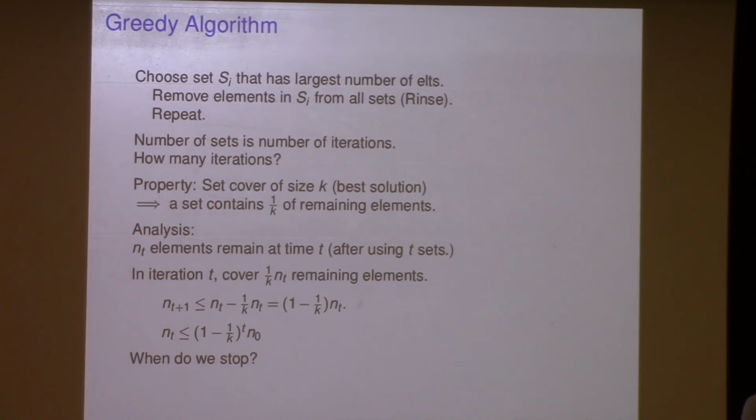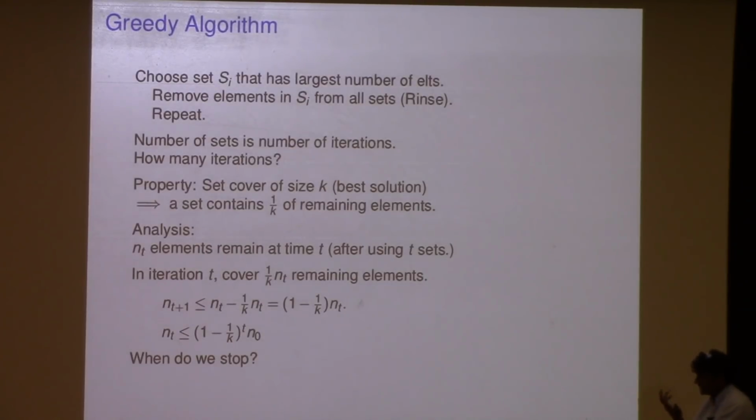Okay, when do we stop? When is this algorithm over? We have the beauty of integers, or natural numbers even, right? Once we get to one element, there's one set that covers it, and you're done. So we stop. As usual, it's like the base case in a recursive algorithm, but we stop when n_t is less than or equal to 1.